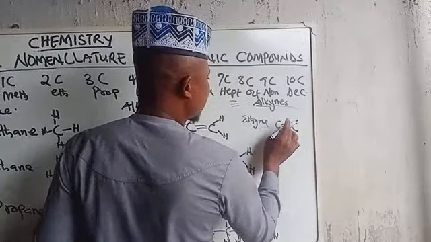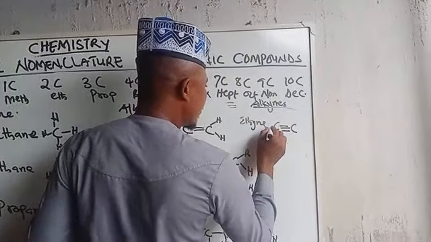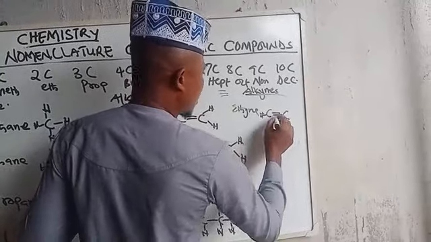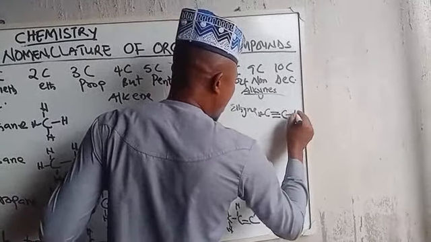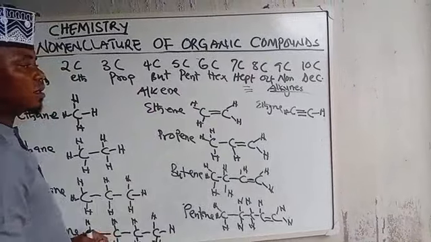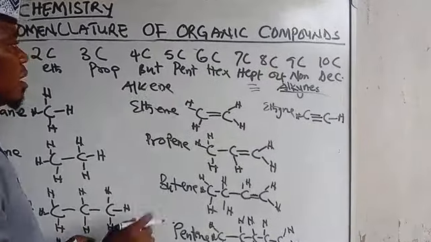I'll have 1, 2, 3. Now, this carbon has 3 bonds. 1, 2, 3. So it needs 1 more hydrogen. I'll add 1 hydrogen. This carbon has 3 bonds. It needs 1 more hydrogen. So I'll add 1 hydrogen. And it is what? Saturated.